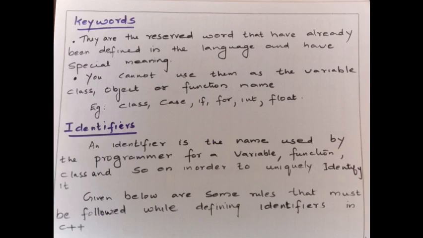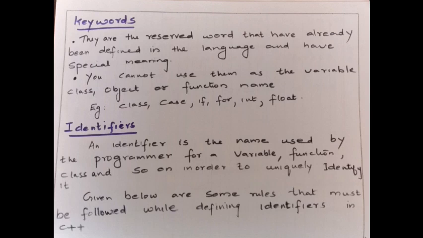What are keywords? They are the reserved words that have already been defined in the language and have special meaning. It is already defined. Okay, we don't want to define it. But it cannot be used as a variable, class, or object function name. So we cannot use this keyword for some other purpose. For example, class, case, if, for, int, float, double, etc. These are the examples.